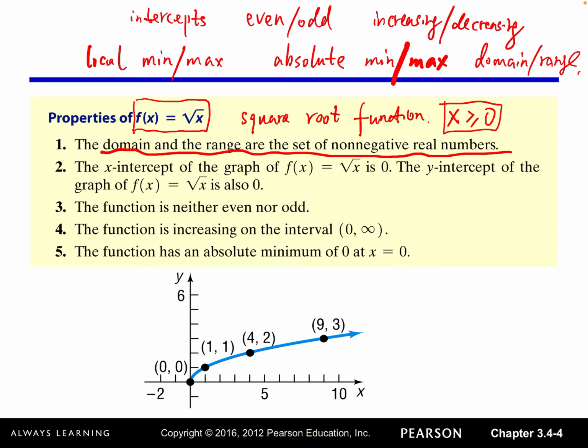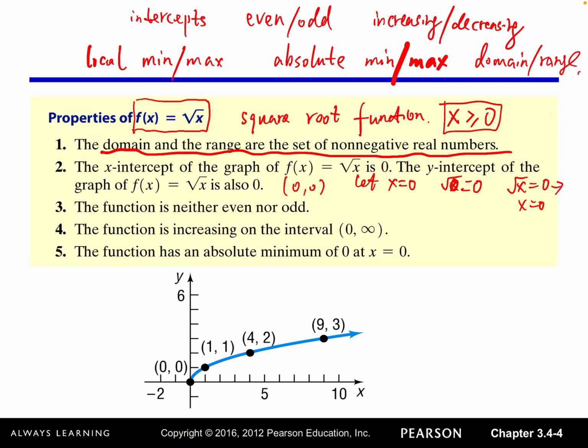And then what about intercepts? We can find intercepts. Let x be 0 and then evaluate y. So if we let x equal 0, then square root of x is also 0. Square root of 0 is 0. And then let y be 0, so square root of x equals 0, and then we can solve x equals 0. So that means both the x and y intercept is at the origin, 0, 0.